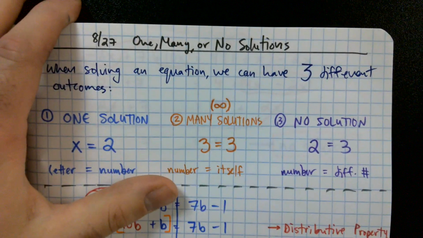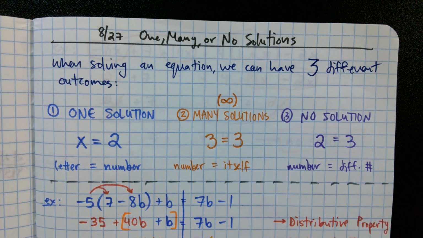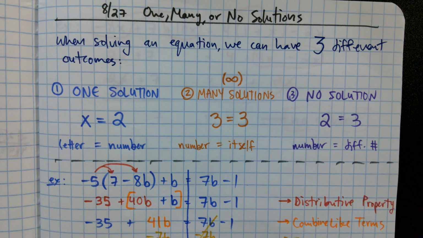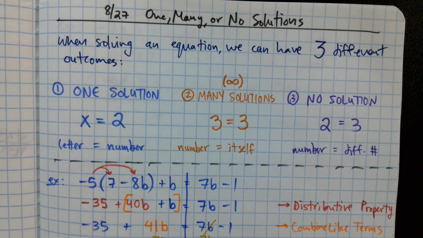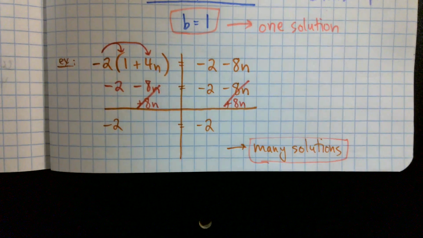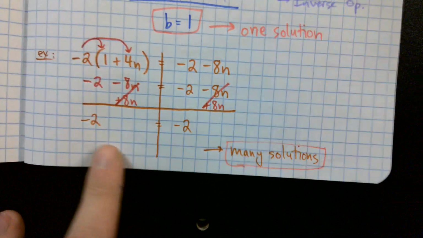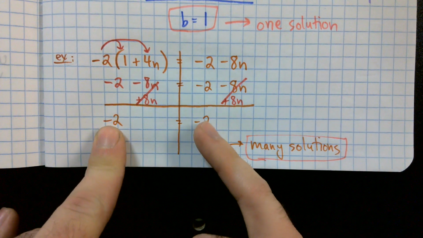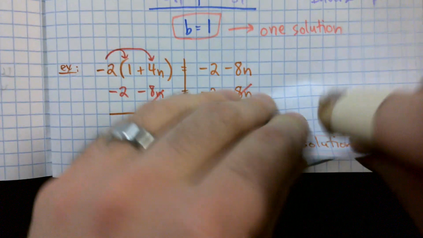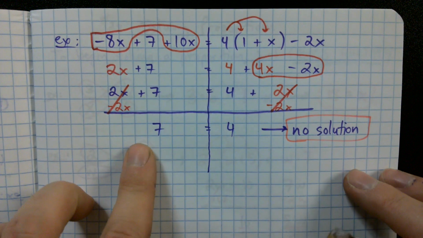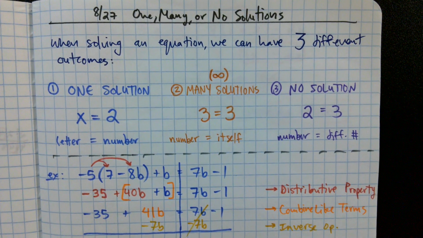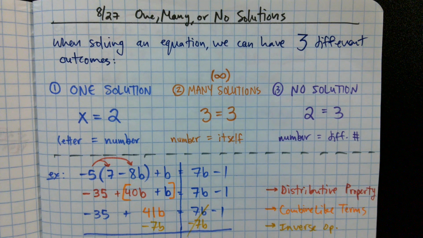We sure do. Look at that. It was only 2 months ago. That was 61 days ago. So take a look. Back on August 27th, when we were solving equations and we ended up with a number equals itself, that was many solutions. When we ended up with a number equals a different number, that was no solution. We have a very nice little summary of that here. Everybody flip to August 27th. Do you have these notes or am I tripping out?